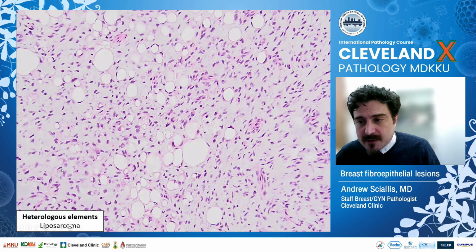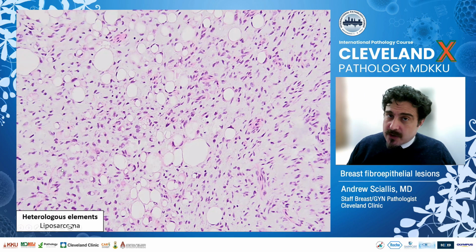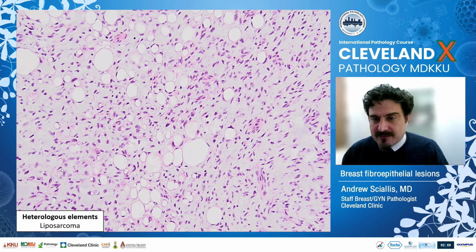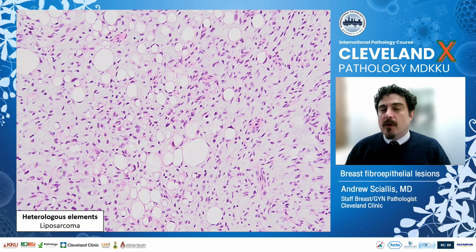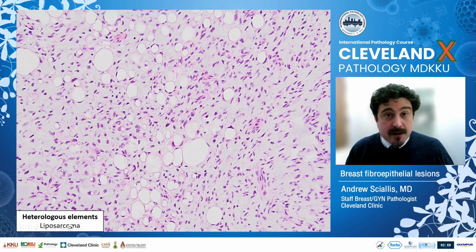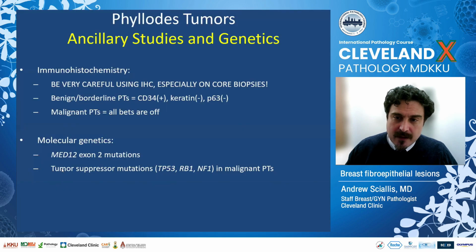Finally, heterologous elements. In this case, we have liposarcoma. Liposarcoma doesn't automatically make it into a malignant phylloides tumor, but it certainly makes it into the borderline category. And I think you would have a lot of pathologists who are uncomfortable calling a phylloides tumor benign when there is a malignant liposarcoma. But if it's the case of rhabdomyosarcoma or osteosarcoma, it automatically qualifies it for a malignant phylloides tumor, no matter how bland the background looks.